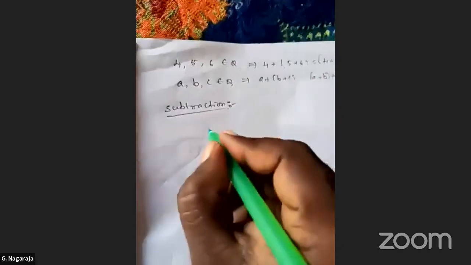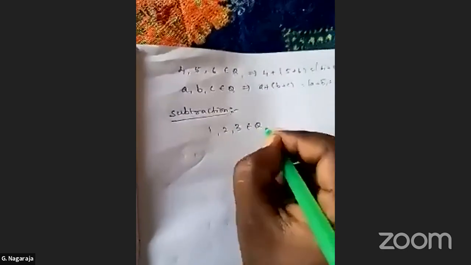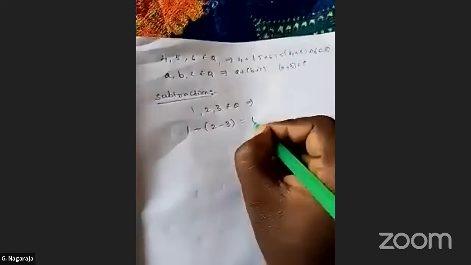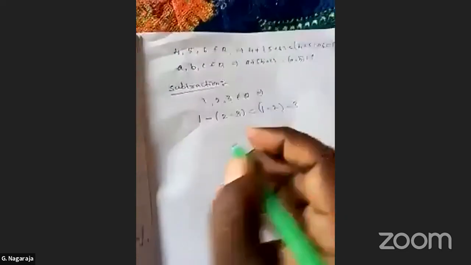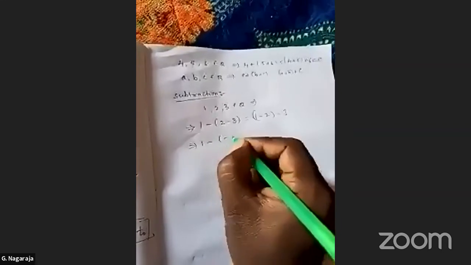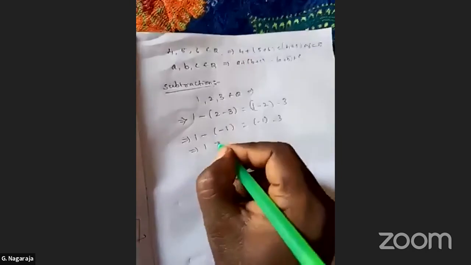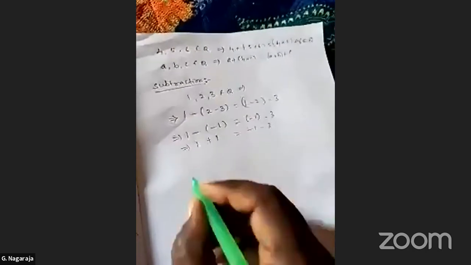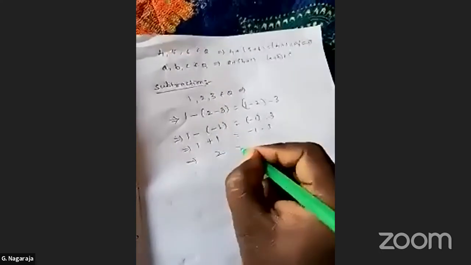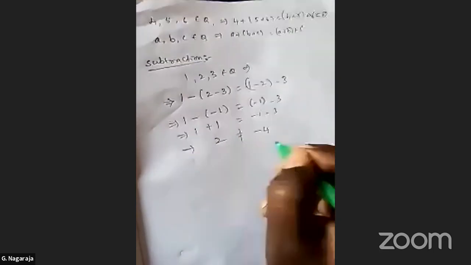Subtraction, for example, same numbers 1, 2, 3 belongs to Q. Then (1 minus 2) minus 3 is compared with 1 minus (2 minus 3). (1 minus 2) minus 3, how much? 1 minus 2 is minus 1, then minus 1 minus 3 is minus 4. So it is not equal.